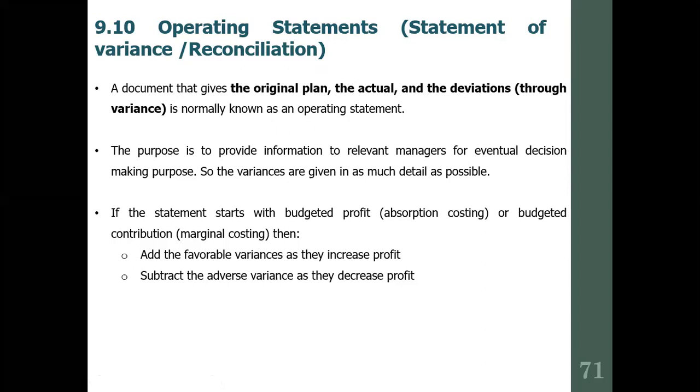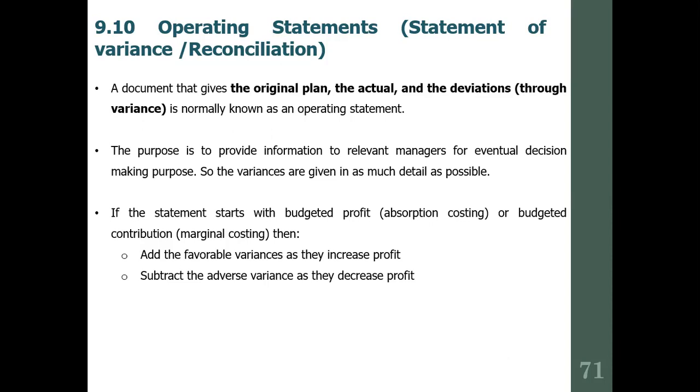So it's a kind of reconciliation of the budgeted profit and the actual profit. The purpose is to provide information to relevant managers for eventual decision-making purposes. So we are providing this to the managers who are in charge of making decisions. So the variances are given in as much detail as possible.